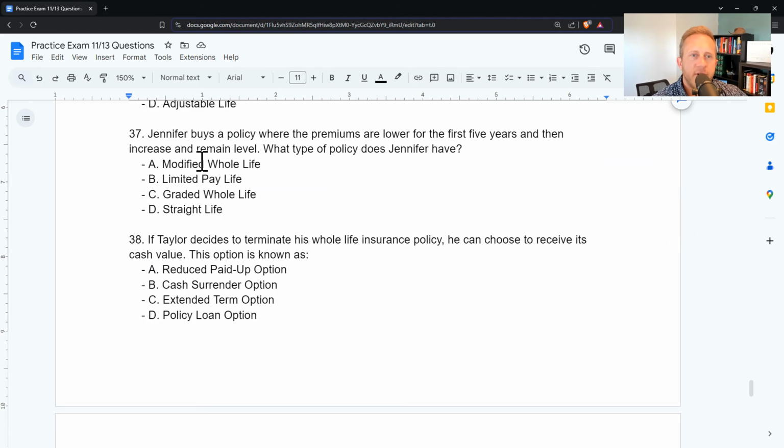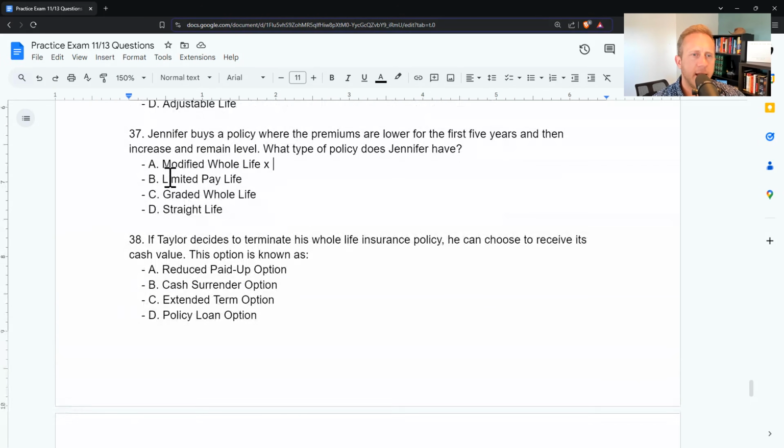Okay, next, Jennifer buys a policy where the premiums are lower for the first 5 years and then increase and remain level. What type of policy does Jennifer have? The answer is modified whole life. In a modified whole life, the premiums are cheaper initially and then increase after a specified period. All right.